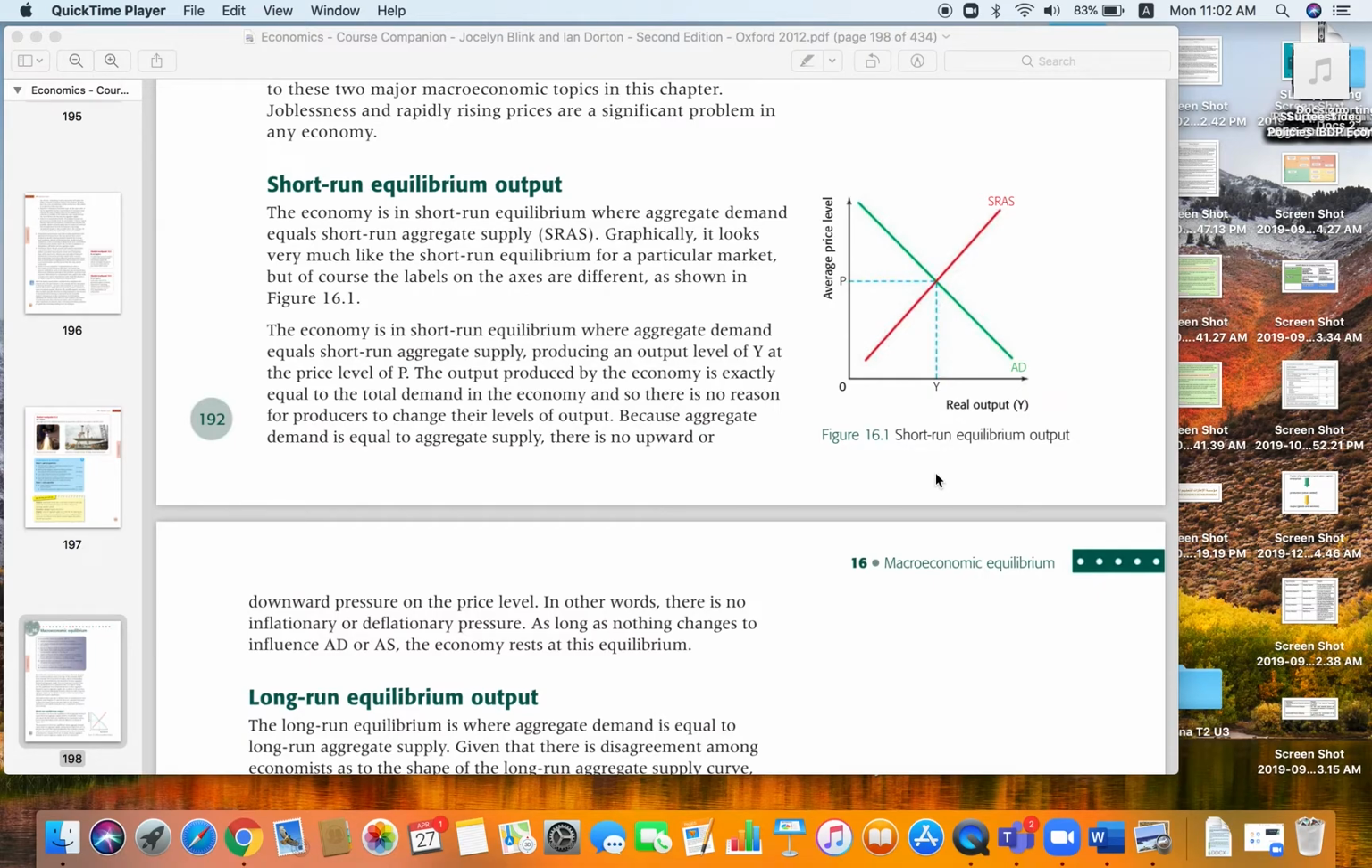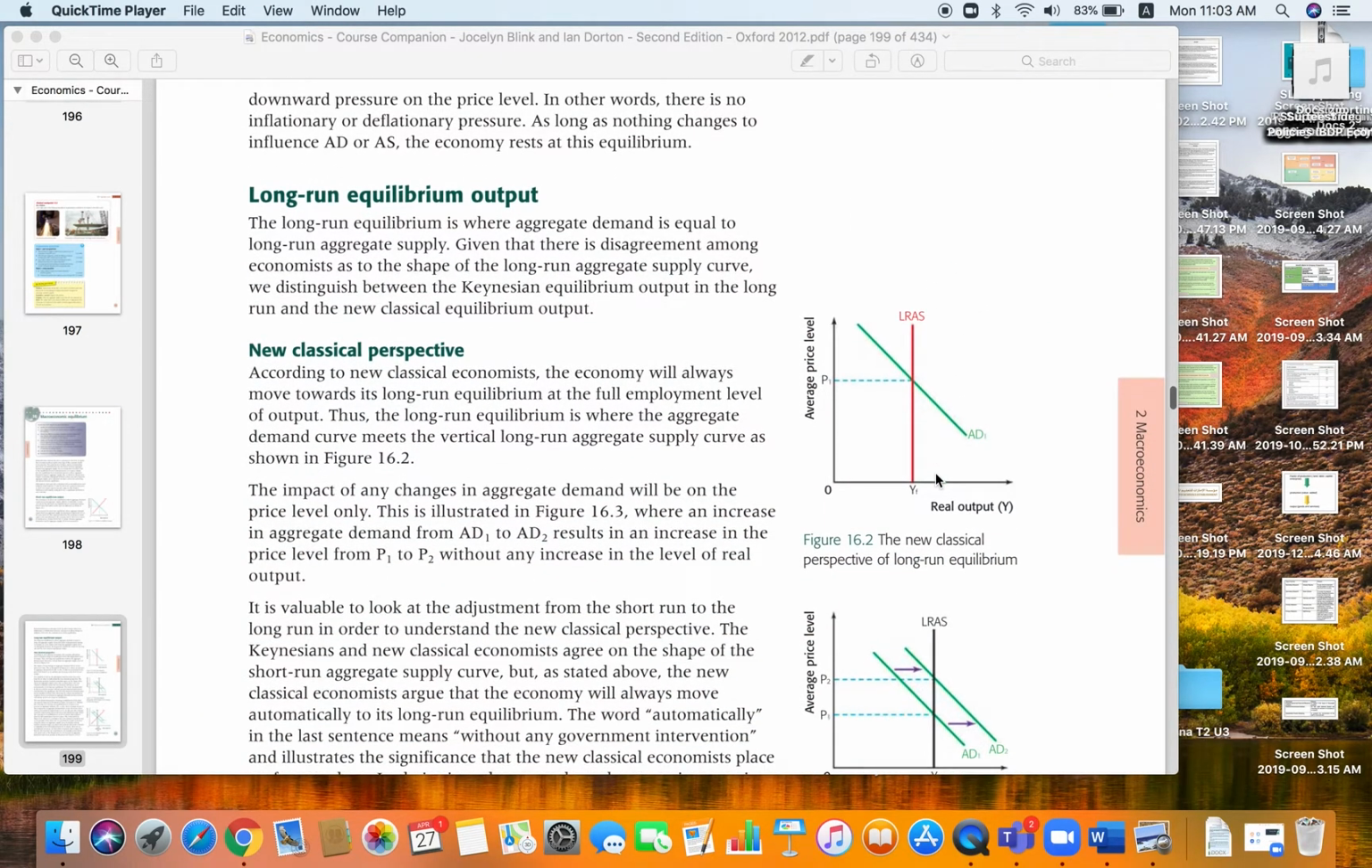So this is a nice, comfortable level. Because the aggregate demand is equal to the aggregate supply, there's no upward or downward pressure on the price level. So everyone's quite happy with that price, and the demand is being met at a price that can be willing and able to be paid by the consumers. So as long as nothing changes, the aggregate demand and supply, the economy just kind of chills there at equilibrium.